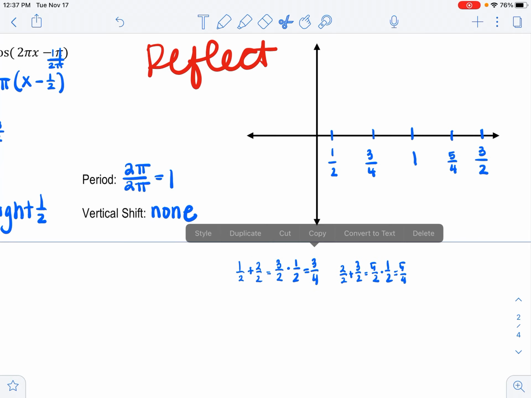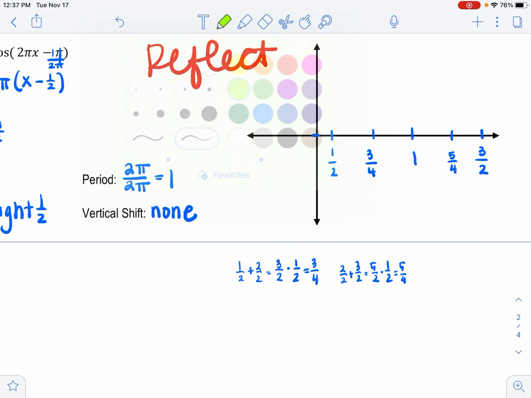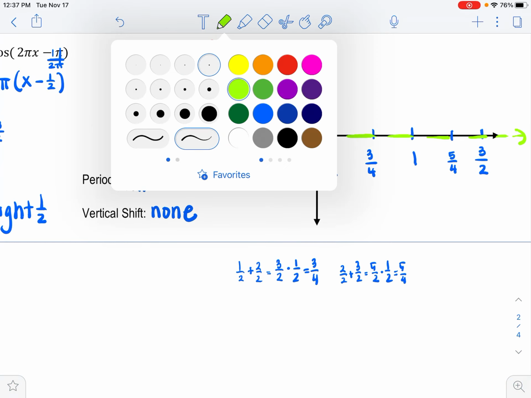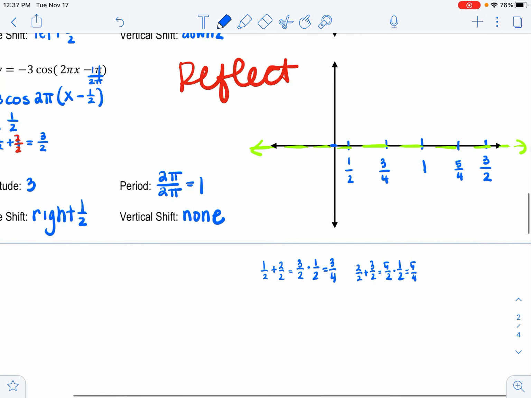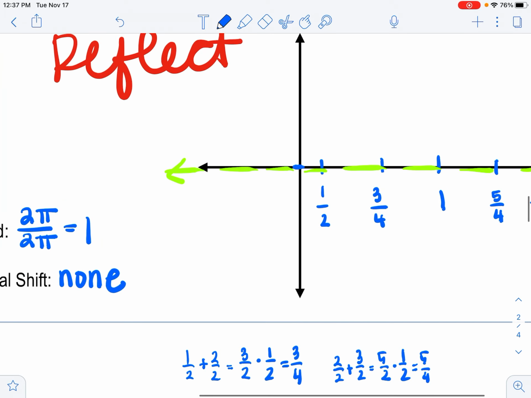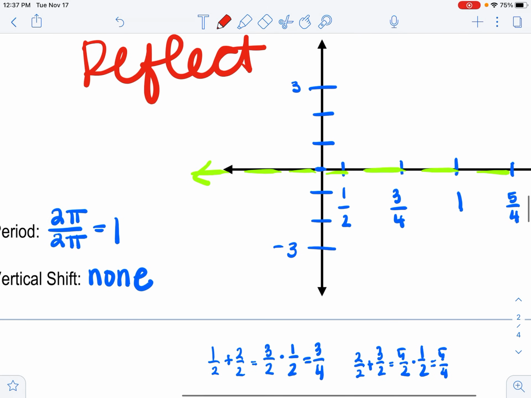All right, I'm going to move this out of the way. I'm not going to get rid of it, but I'm going to move it out of the way. Okay, now I need to draw my midline. There is no vertical shift, so my midline's at 0. So I'm going to draw my midline on the x-axis. Now I'm going to use my amplitude to say how high and how low my graph goes. The amplitude's 3, so I'm going to go up 1, 2, 3, and label that. Go down 1, 2, 3, and label that.